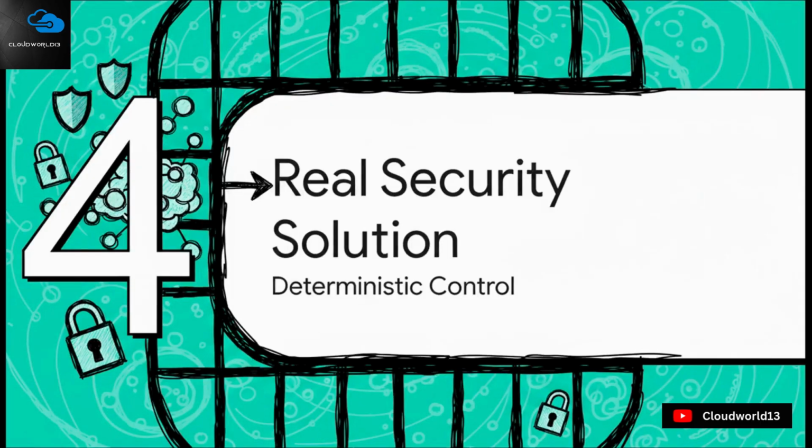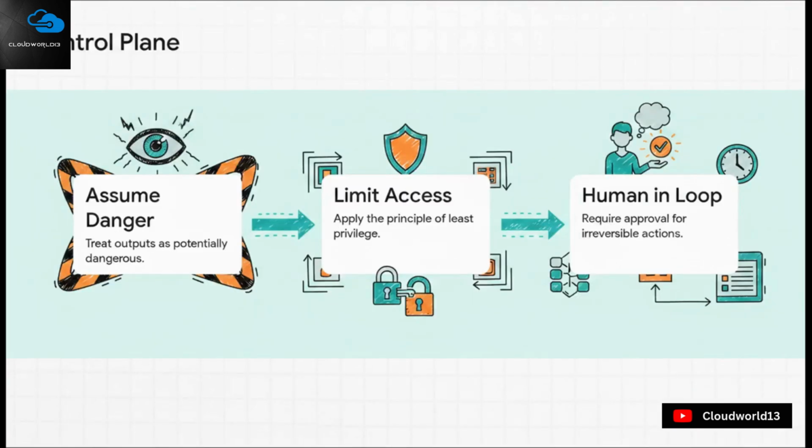Section 4, the real security solution. Let's talk about moving toward deterministic control. Security practitioners are shouting this from the rooftops. We have to stop trying to make the model smart enough to ignore injections and start building a strict deterministic cage around it. There are 3 actionable steps here. Step 1, assume influence. You've got to assume the AI will be influenced by whatever it reads, so treat its outputs as potentially dangerous and validate everything.